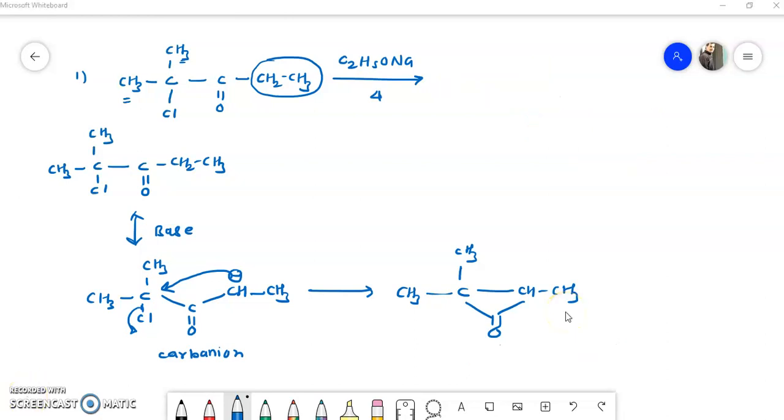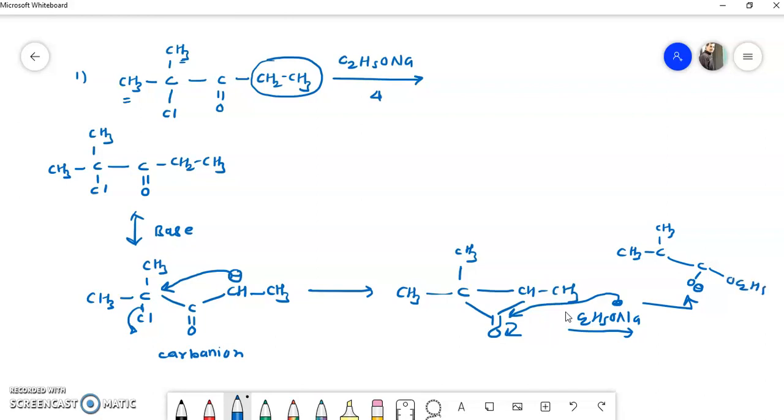Okay, now in the next step, in the surroundings there is a base, that is C2H5ONa, you know that. Now this base will attack this carbonyl carbon, this bond will shift here, so there is a formation of this intermediate CH3, C, CH3, C. Here is a negative charge, here is O, C2H5, and this CH, CH3 as it is, and there is a bond between this carbon and this carbon. So this intermediate we will get.